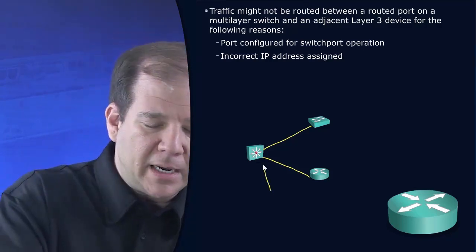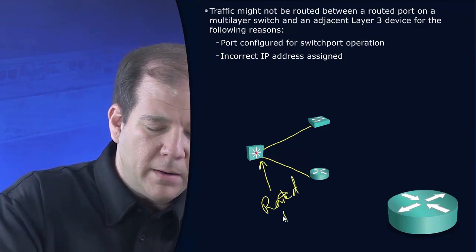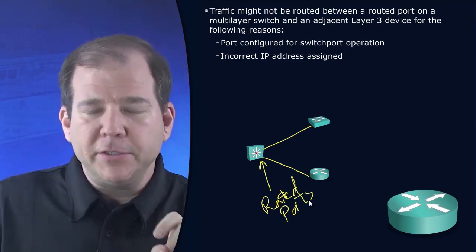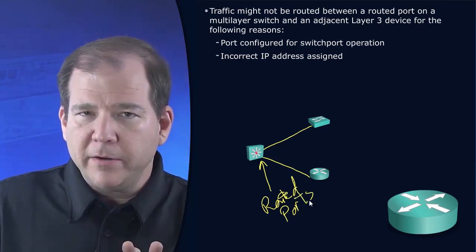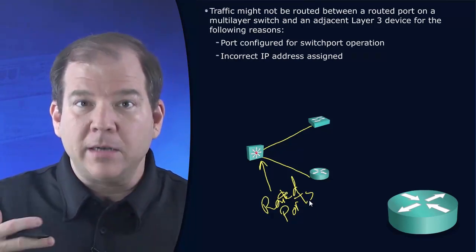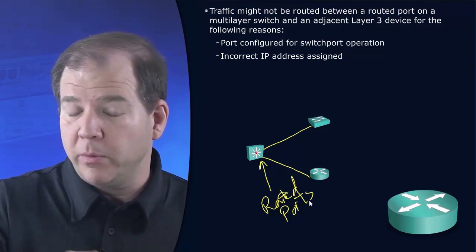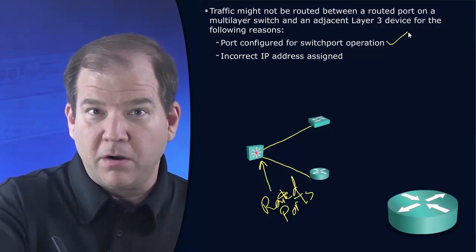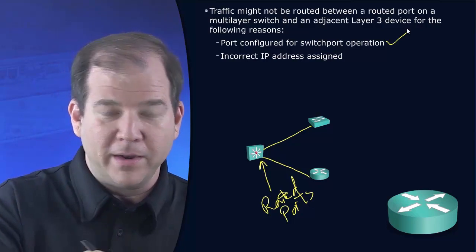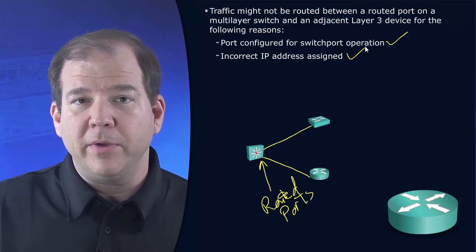But check this out. I could make these ports routed ports. They're going to act like router interfaces, in other words. We're going to go into that interface, say, do not be a switch port, and we assign an IP address, and it's going to act just like a router port. If this does not work, a couple of things we might want to check. Let's make sure that we truly are in routed port and not switch port operation, and let's make sure that we have an appropriate IP address assigned.